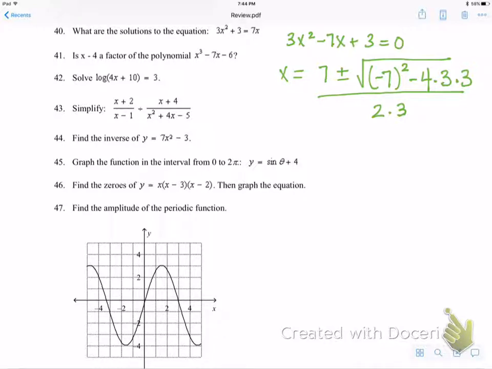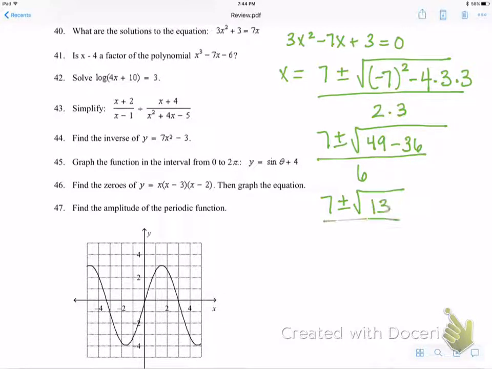But now I'm just going to simplify. I've got 7 plus or minus the square root of negative 7 squared, which is 49, minus 4 times 3 times 3. 4 times 3 times 3 is 36. So I have 49 minus 36, divided by 6. Now 49 minus 36 is 13. And as we know, we can't simplify the square root of 13 unless we use our calculator because it's not a perfect square. So the answer key leaves the solutions like this.